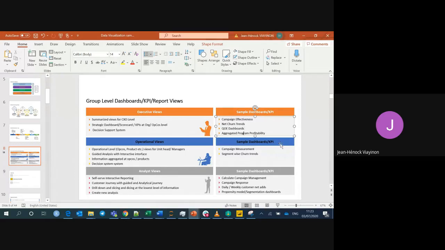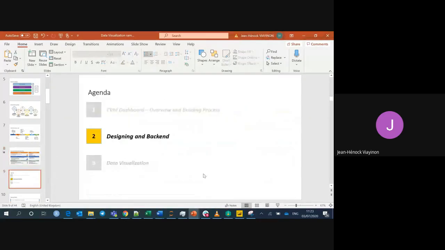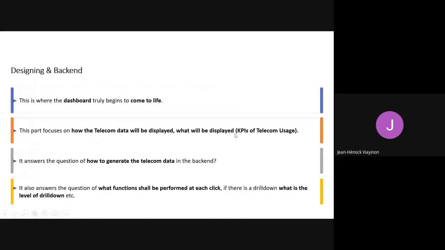So now moving to the next step related to how we design our backend. Yes, designing the backend. This is where your dashboard truly begins to come to life. This is focused more on how the telecommunication data will be displayed, what will be the display KPIs of telecommunication usage, for example. So it answers basically the question of how to generate the telecommunication data in the backend. It also answers the question of what function should be performed at each click. If there is a drill down option, for example, what is the level of this drill down?